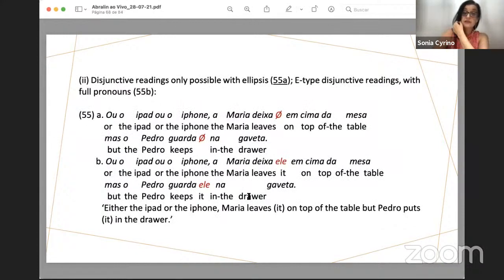Now, disjunctive readings are only possible with ellipsis, and the E-type disjunctive reading is possible with full pronouns. Ou o iPad, ou o iPhone, a Maria deixa em cima da mesa, mas o Pedro guarda na gaveta. So it can be either one. But if I use a pronoun, it has to be whatever she leaves on top of the table, this is what she keeps in the drawer. Ou o iPad, ou o iPhone, a Maria deixa ele em cima da mesa. Mas o Pedro guarda ele na gaveta.